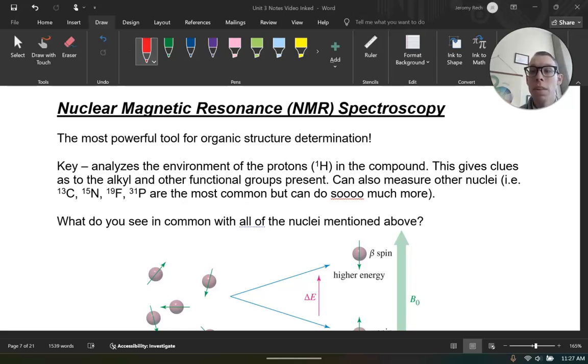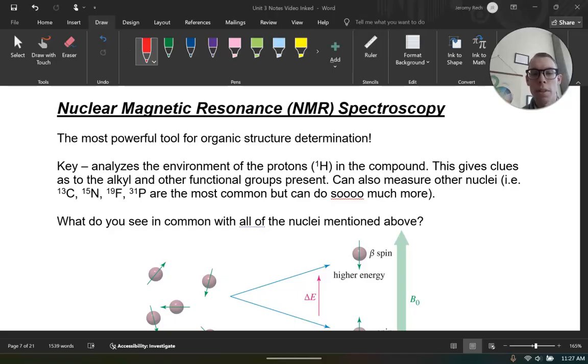You can look at a bunch of different nuclei. We are going to primarily focus on proton NMR, which is just a hydrogen. You can, though, use a variety of different nuclei: carbon 13, nitrogen 15, fluorine 19, phosphorus 31, and so much more on the periodic table, which is one of the reasons why this is such a powerful technique.